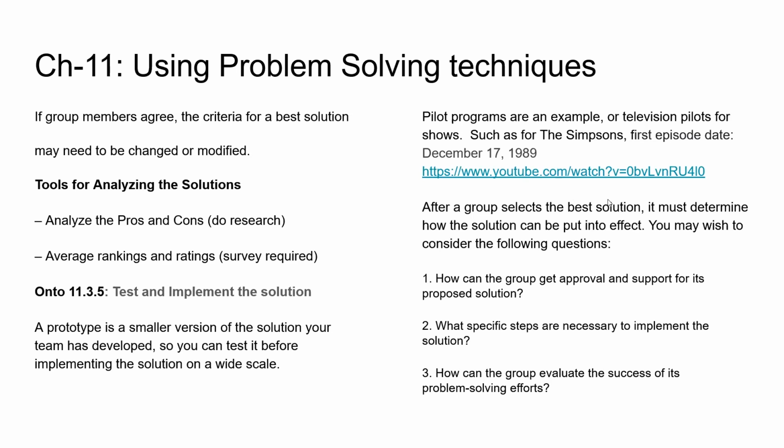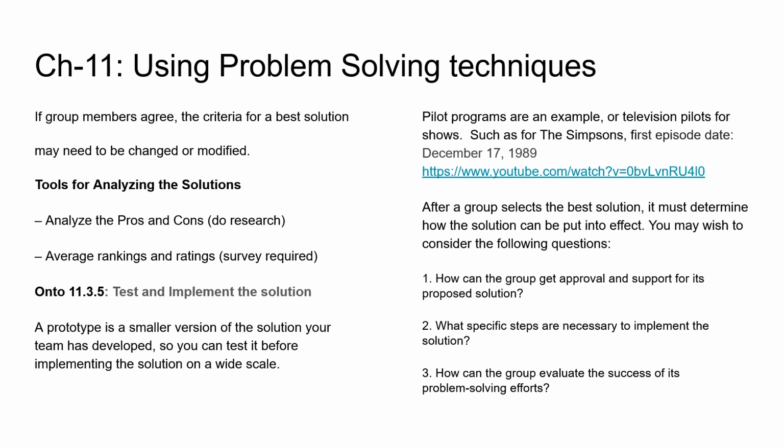So after a group selects the best solution, it must determine how the solution can then be put into effect. You may wish to consider the following questions about how we know the solution is going to work. Number one, how can a group get approval and support for its proposed solution? Right, so we get some feedback. Our customers give feedback to this business, the idea being that they approve and support this product, this service, this new menu item.